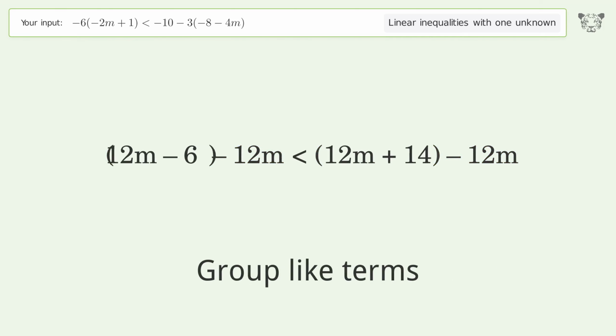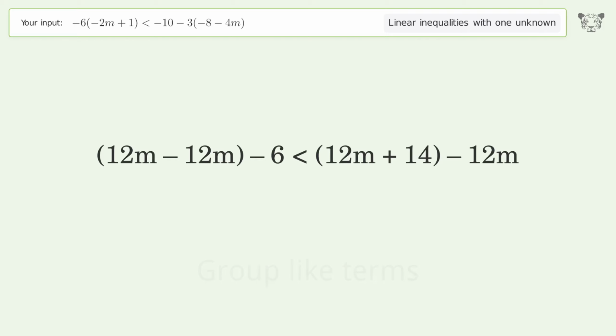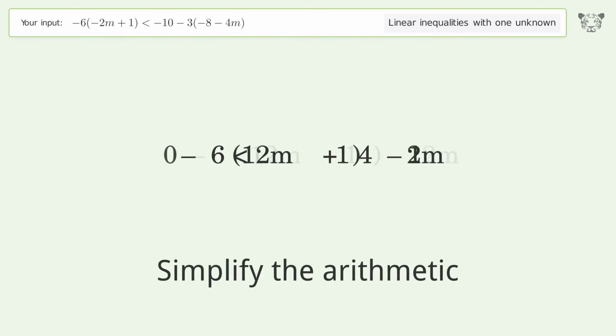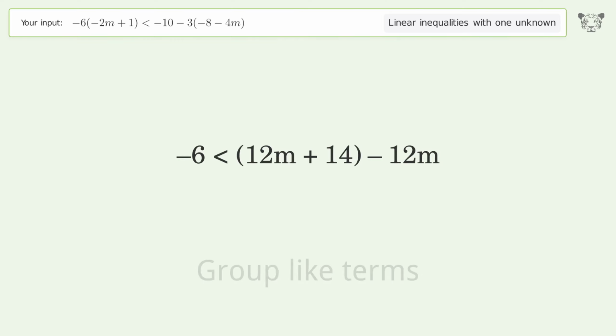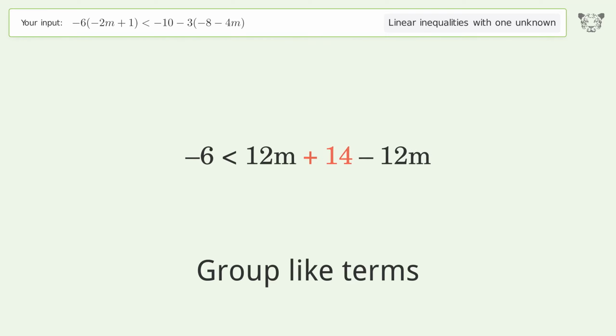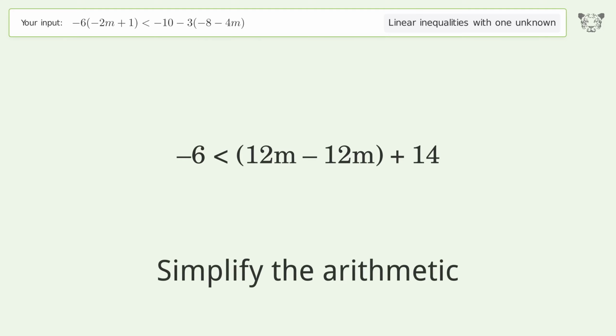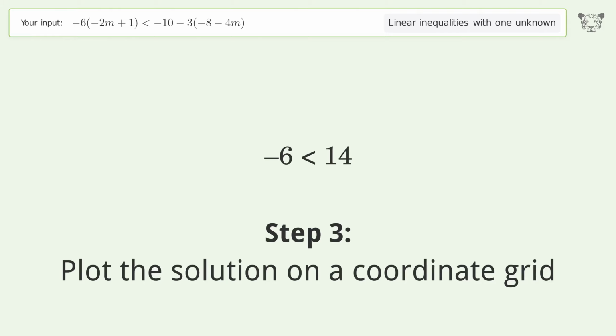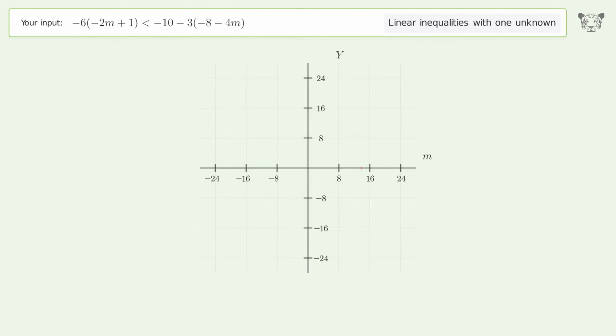Group like terms. Simplify the arithmetic. Group like terms. Simplify the arithmetic. Plot the solution on a coordinate grid. And so the final result is -6 smaller than 14.